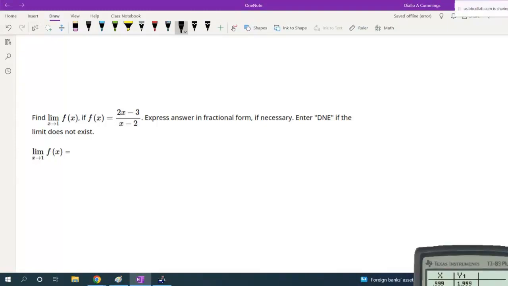So here I'm going to substitute 1 into our function. This is 2 times 1 minus 3 divided by 1 minus 2. In the numerator we have 2 minus 3, which is negative 1, and in the denominator we have 1 minus 2, which is negative 1. So our limit is 1.